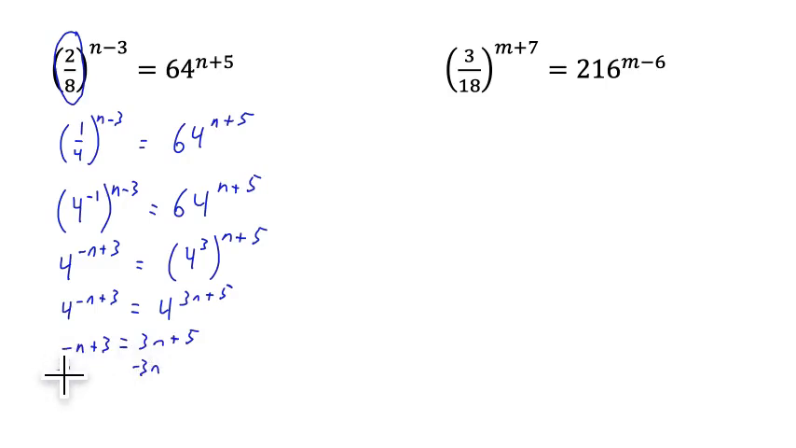I'll use our inverse operations to solve for n. So I'm moving my n's over to the left and the constants over to the right. Now with -2/4, we can divide the numerator and denominator by 2, so that becomes -1/2.